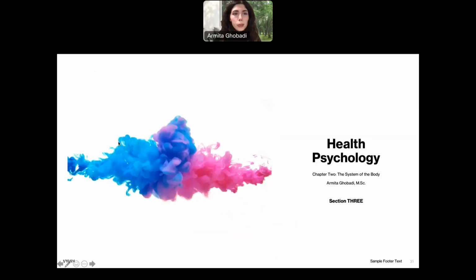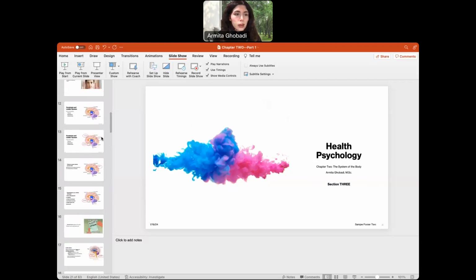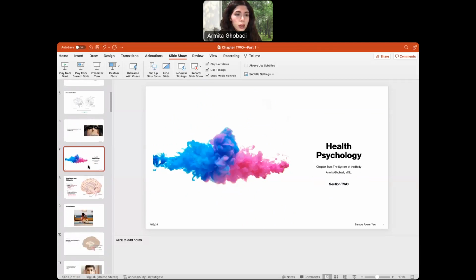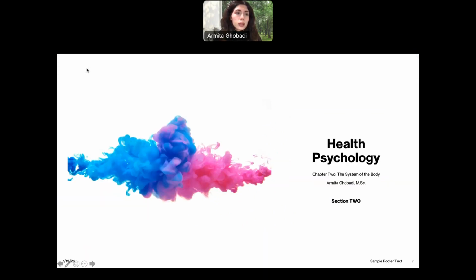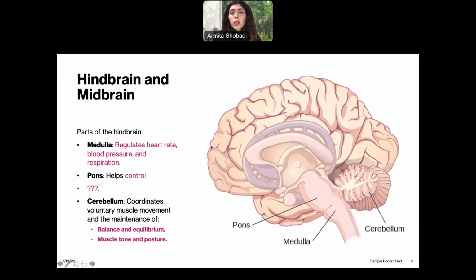So today we're gonna talk about chapter 2, which is here. Let me bring it on. Okay, yes, we're going to talk about chapter 2. It is about hindbrain and midbrain. Starting with the hindbrain, you can see that it has different parts. It has medulla, which is right here. It has pons. It has cerebellum.